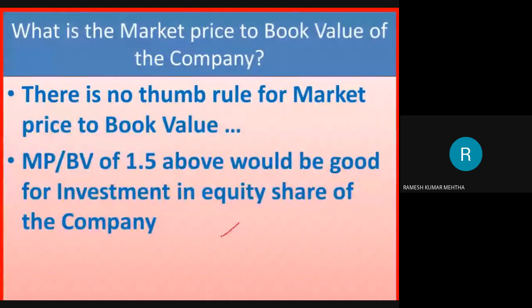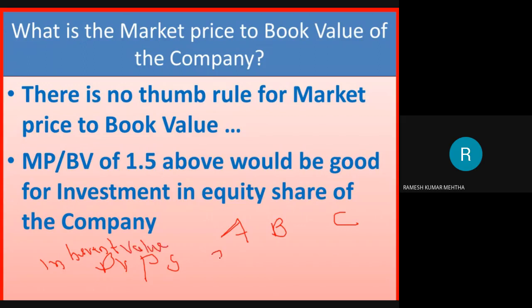Okay. There are three companies, ABC. The book value per share of these companies is like this. Book value is nothing but the inherent value of the company's share. Inherent means innate. So here the book value per share is 300, here also 300, and here also it is 300.